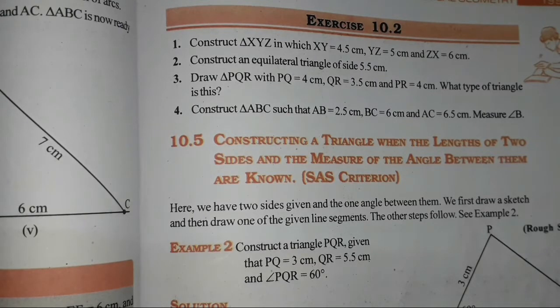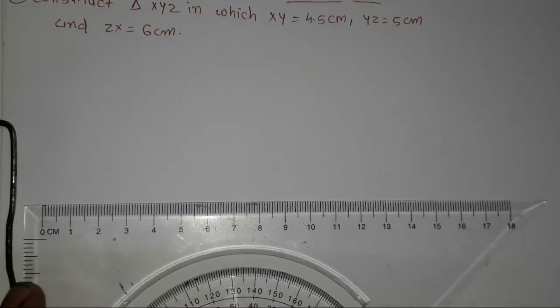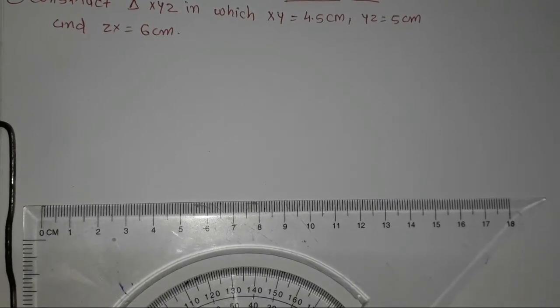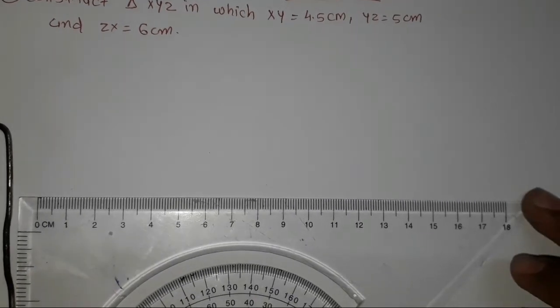So here, as we discussed in our online session, in this particular question we have to use SSS criteria. That means the lengths of three sides are given, so using that we have to construct a triangle. So how? Here you can see that the measures of the three sides are different. You can choose any one side as a base.